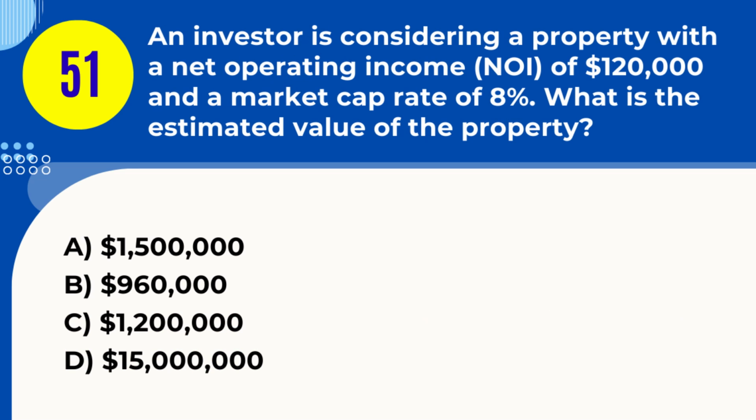Question 51. An investor is considering a property with a net operating income, NOI, of $120,000 and a market cap rate of 8%. What is the estimated value of the property? A. $1,500,000. B. $960,000. C. $1,200,000. D. $15 million.